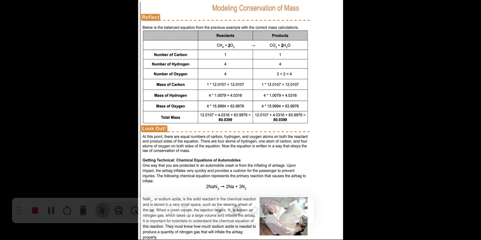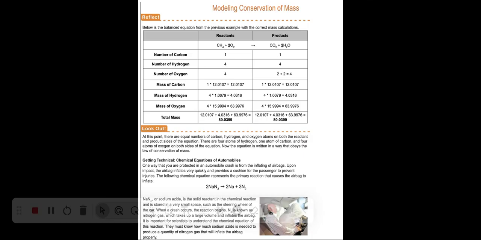Below is a balanced chemical equation. So we have the reactants on the left, the products on the right. On the reactant side, we have CH4 plus 2O2 yields, or undergoes the chemical process of, CO2 plus 2H2O. So now we have to compare on both sides to make sure that we are balanced.